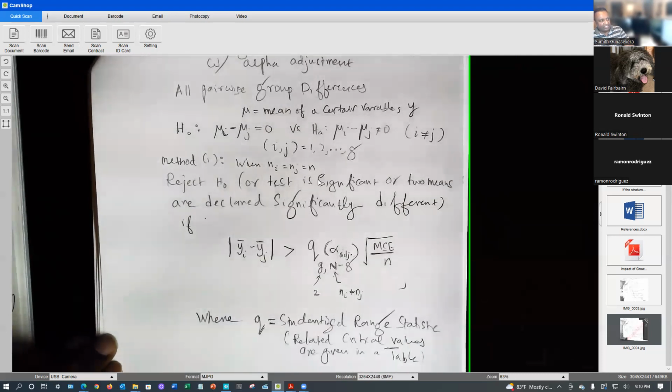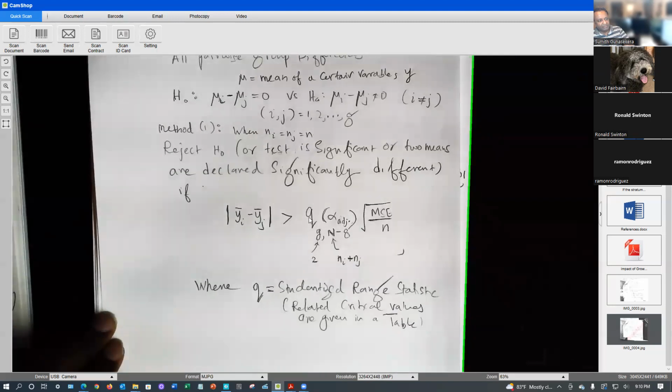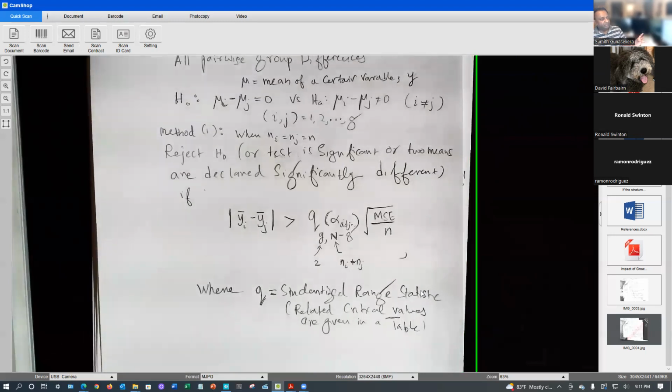What is the H naught? The averages are the same for any two pairs. You get this value, and it should be more than the critical value coming not from the t distribution; this is called the studentized range statistic. You can go online and get it, or it is in the appendix at the back of the textbook. For alpha, you don't put alpha. You know the mean squared error, you know n, and capital N is Ni plus Nj because it is two at a time, and this is two because of the two variables.